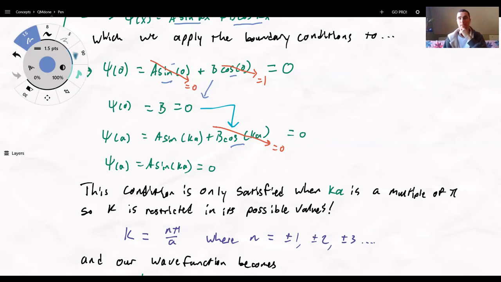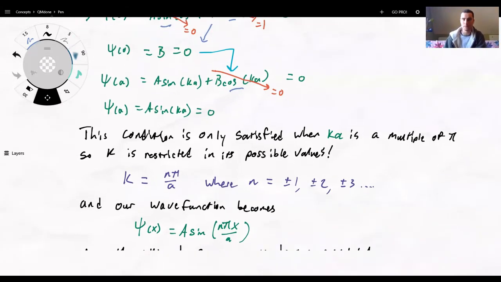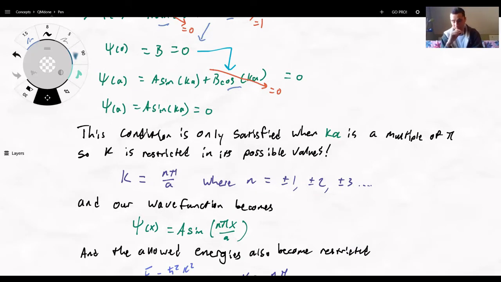Now, this is going to give us something that's a little bit more complicated than just a is equal to 0. So what we get is that that condition is only satisfied when k times a, remember this is k, the wave number, times a, the width of the box, is a multiple of pi, right? Because we get sine of 0, pi, 2 pi, all that sort of thing. Those are all going to be 0 if you remember your unit circle, where for cosine it's the other way around. So it has to be a multiple of pi.